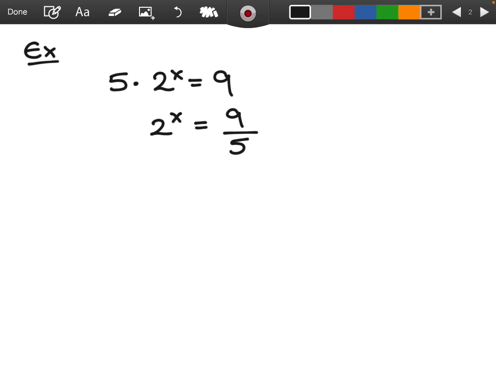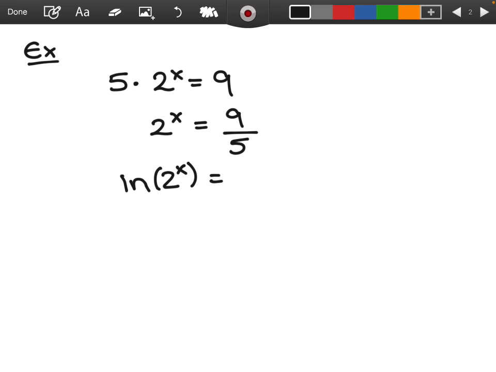If you ever get a problem like this, it's going to go the exact same way as we did the first one. So we're going to take the natural log of both sides or the common log of both sides, and then go ahead and solve for x using that exponent to constant property of the logs. But if you do ever have a number multiplying the exponential at the front, make sure you divide through by it first. And then we can proceed as we did before.